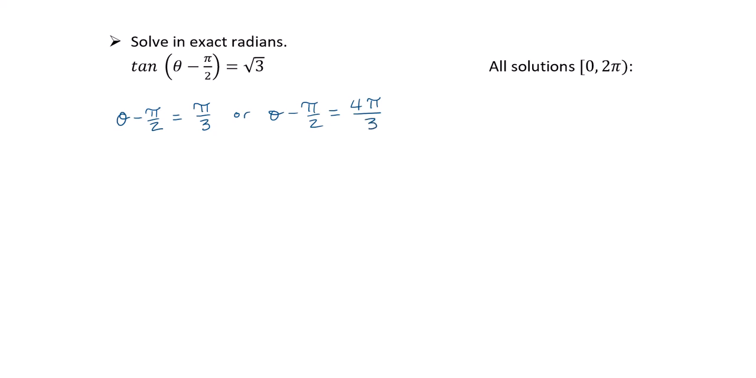Now we can solve for theta. So I'll add pi over 2 to both sides of both of those equations. This gives me a theta of 5 pi over 6. This one gives me a theta of 11 pi over 6. So theta equals 5 pi over 6, or 11 pi over 6.